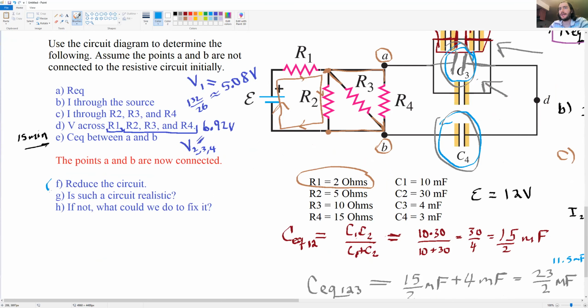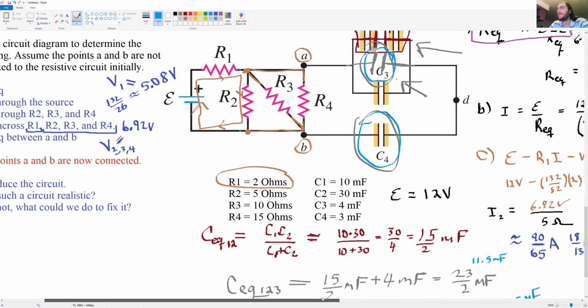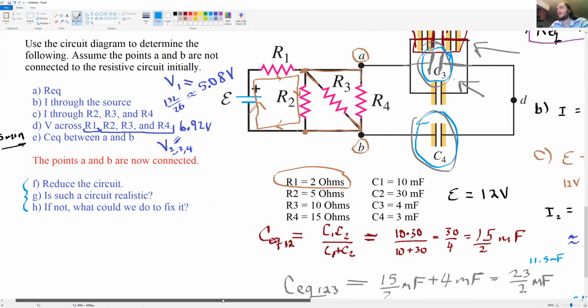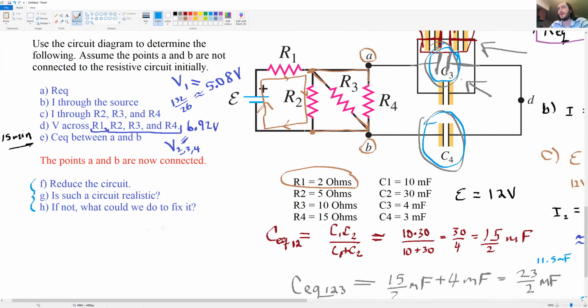And we have yet to discuss F, G, and H. Since we're past 10 p.m., I will discuss F, G, and H now. But you can feel free to work on them yourselves if you want to. I will go ahead and go through them now, and then we'll end everything there. So F says to reduce the circuit now that the points A and B are connected. So A and B are now connected. How do we reduce this circuit?